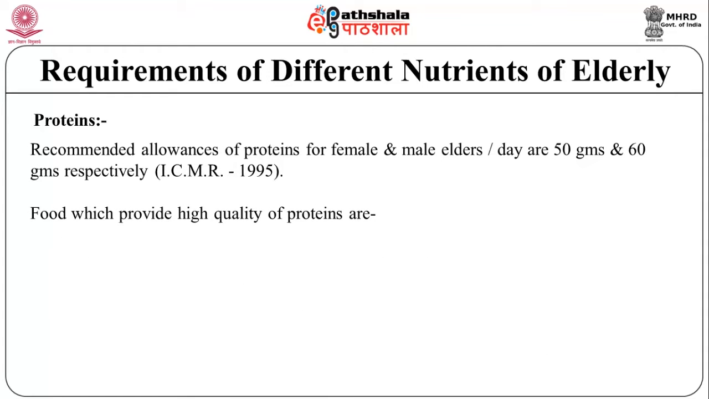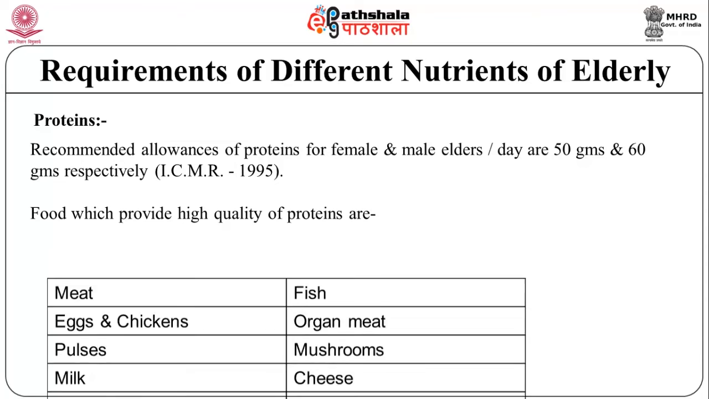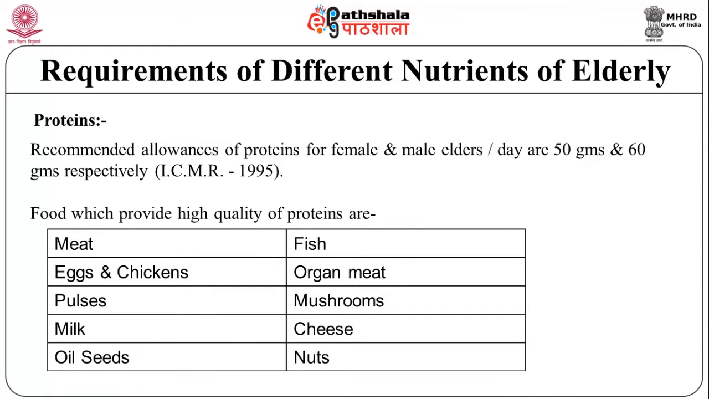Now let's see the nutrition requirement of the elderly people in terms of different nutrients. The recommended allowance of protein for elderly females and males per day is 50 grams and 60 grams respectively as per the ICMR recommendations. In the average daily diet, 12 to 14% of the calories should be derived from proteins.